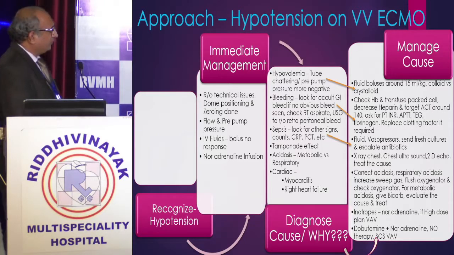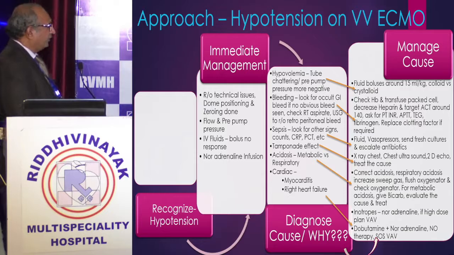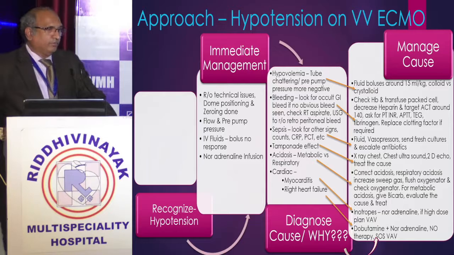If it is sepsis, give vasopressors, send fresh cultures and escalate antibiotics. Because on VV ECMO, if there is hypotension, these are the usual causes. It can be a tamponade effect, so look at the X-ray and chest ultrasound. They can have acidosis, either metabolic or respiratory, and then you have to correct that. The patient can be going into myocarditis, septic myocarditis, so you have to give inotropes. If the inotropic requirement is high, switch over to VAV.